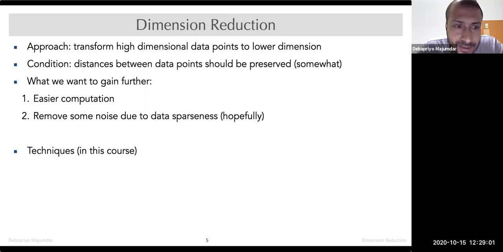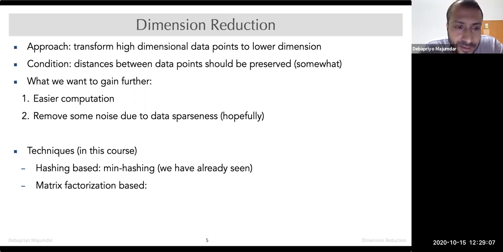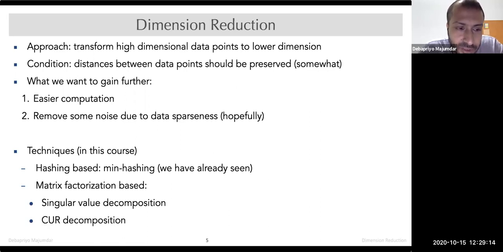So the techniques that we will cover in this course, one of them we have already seen, min hashing, and then we'll see matrix factorization based techniques, basically singular value decomposition and CUR decomposition. Before that, today we are going to see a slightly older but very simple technique called random projection. The theory behind this is not simple, but the use is very simple. So that's why we call it simple.